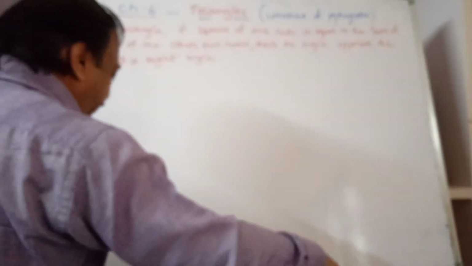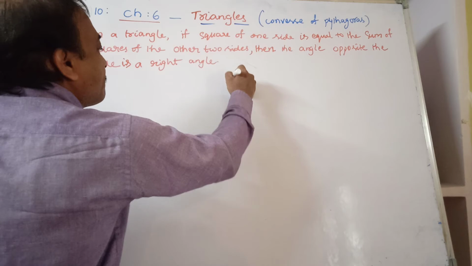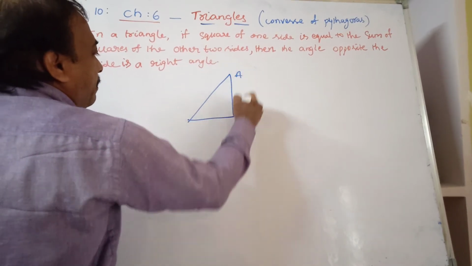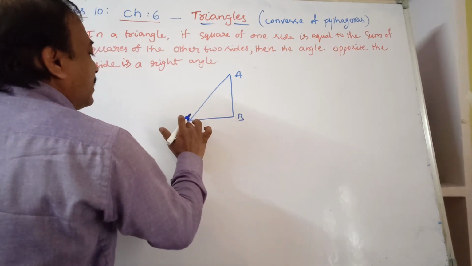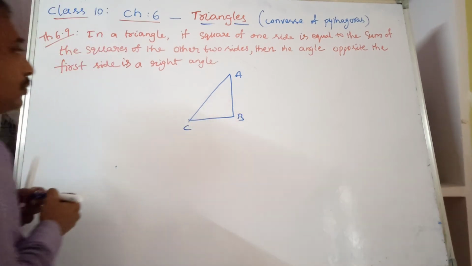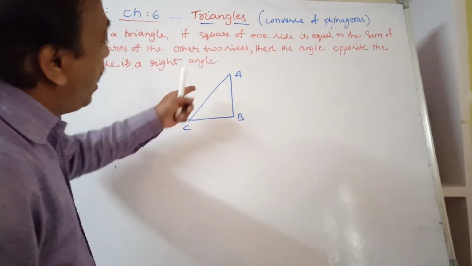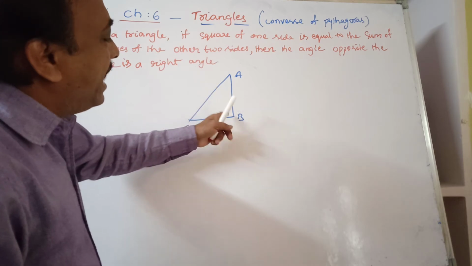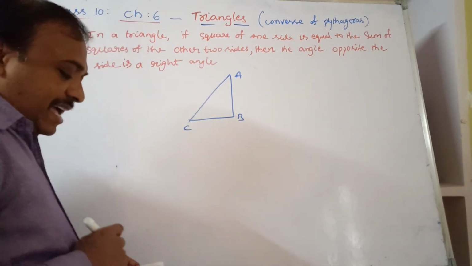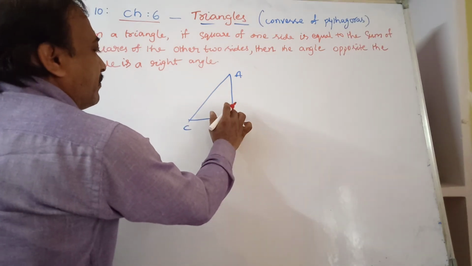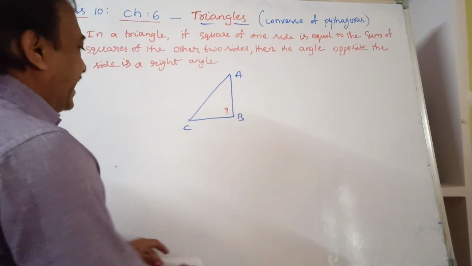Look at the board. Triangle ABC, observe it. The given thing is triangle ABC. What we have to prove? Given that AC square is equal to AB square plus BC square, opposite to the first side is angle B. So we have to prove that angle B is equal to 90 degrees. This part we are going to prove.